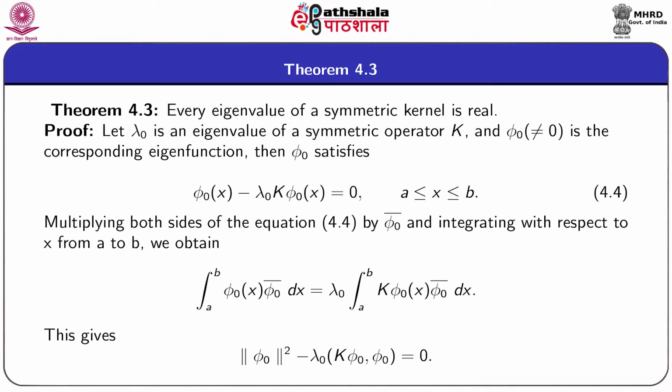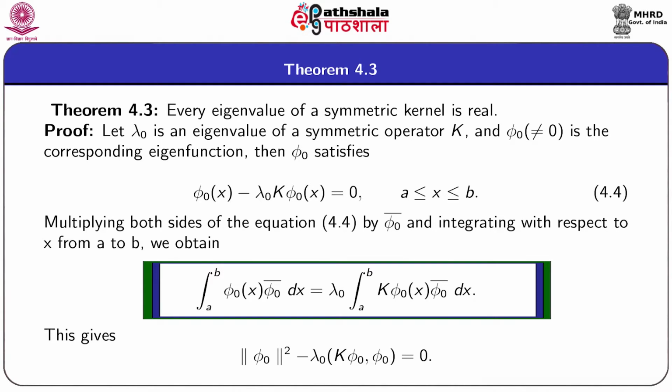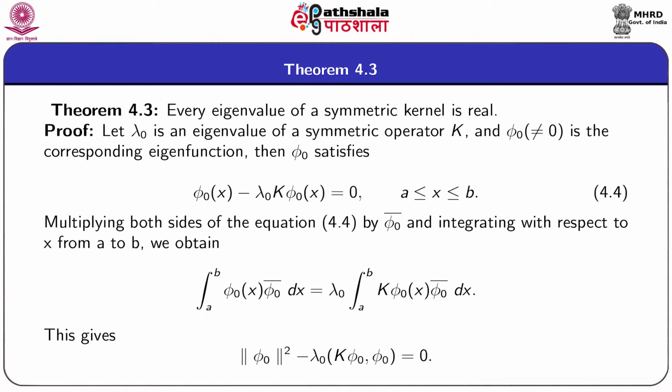Now we multiply both sides of equation 4.4 by phi naught bar and integrate with respect to x from a to b to obtain integral from a to b phi naught x into phi naught bar x dx, that is equal to lambda naught into integral from a to b K phi naught x into phi naught bar x dx. The left hand side is the square of the norm of phi naught, and the right hand side is lambda naught into the inner product of K phi naught and phi naught.